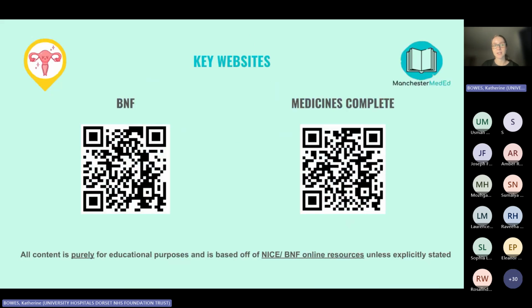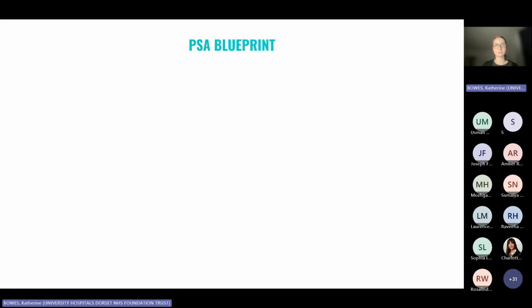Some key websites that you might want to utilise or need to utilise would be the BNF and Medicines Complete, which are hopefully quite familiar to you now, but there are the QR codes if that's helpful. Just a disclaimer, all this content is purely for educational purposes and it's based off NICE and BNF guidelines, unless I've explicitly stated I've got this from another resource, so that you're aware where all this information came from.